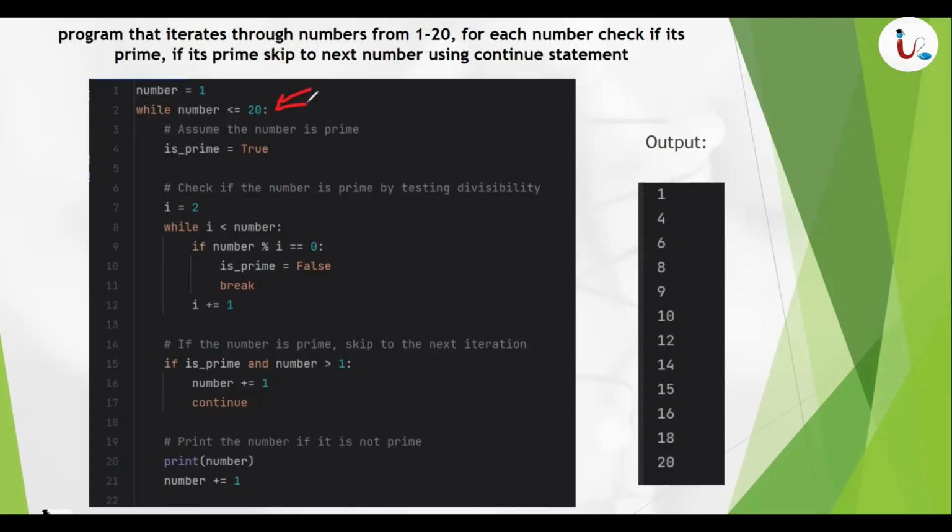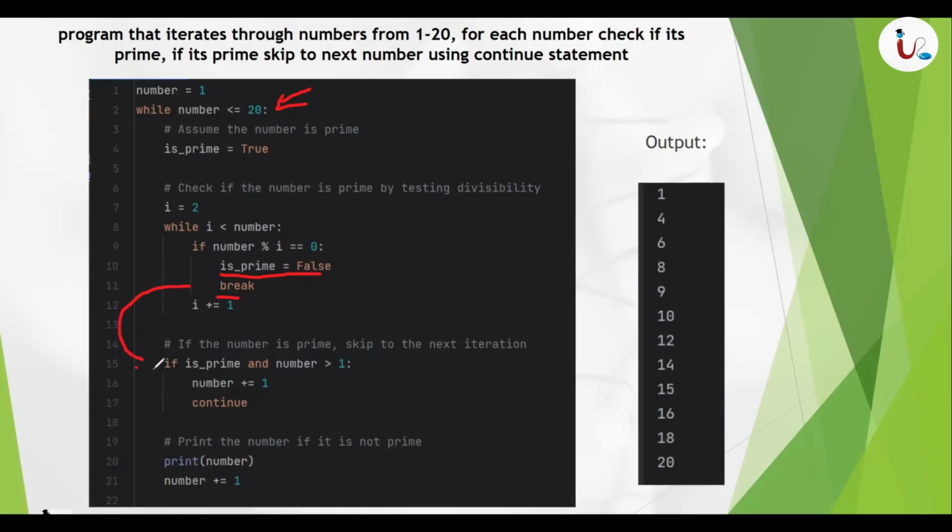Now, while 4 less than or equal to 20, it's true. Now here is_prime is true and we are checking i equal to 2 while 2 less than 4. That's also true. So coming inside the nested loop, if 4 modulus 2 equal to 0, that's correct. 4 modulus 2 is 0. So now we are changing the value of is_prime into false. Okay. After that, the break. Break means we are coming out of the while loop.